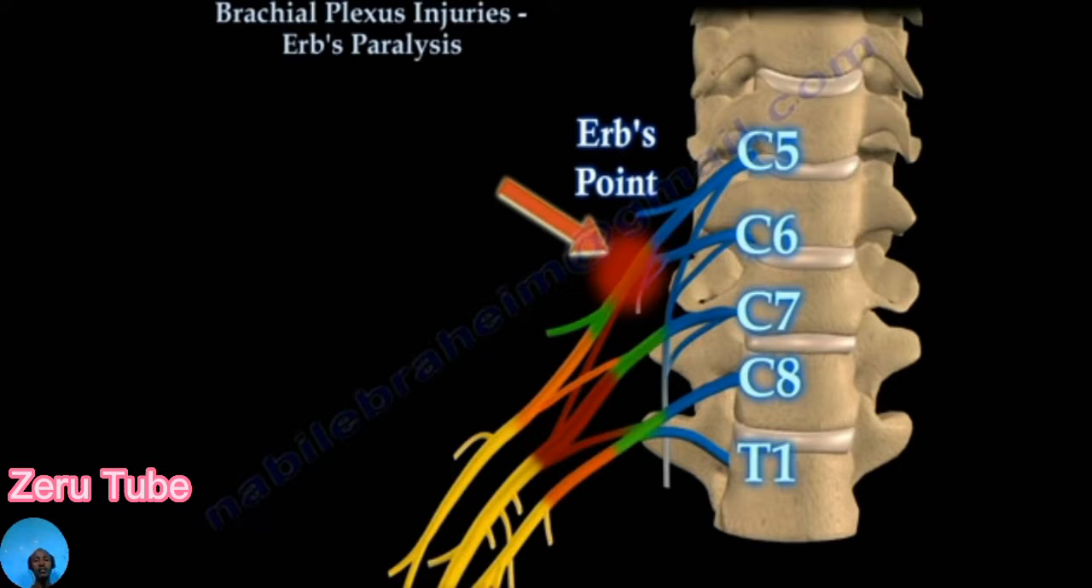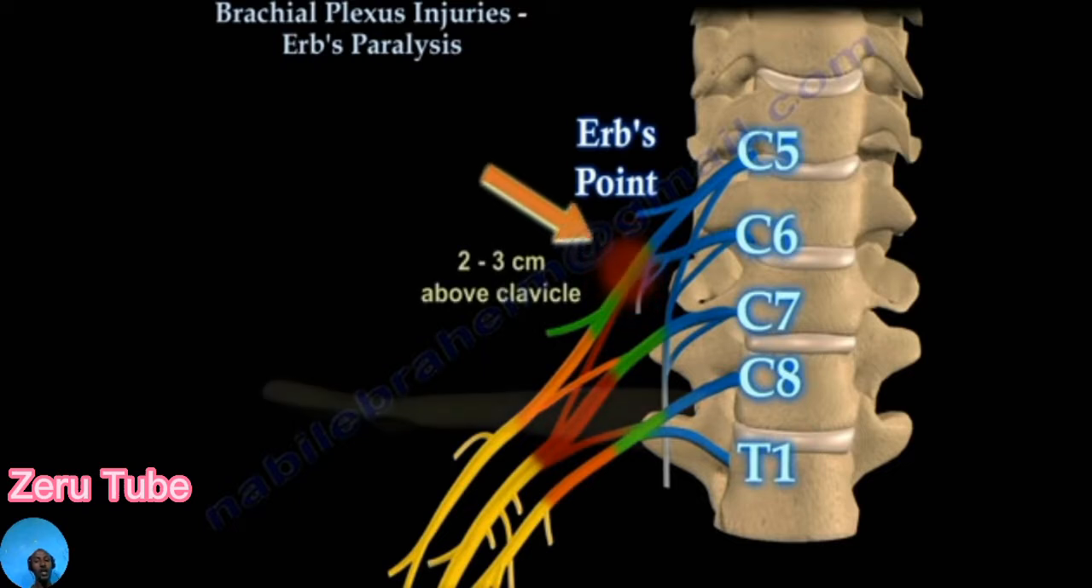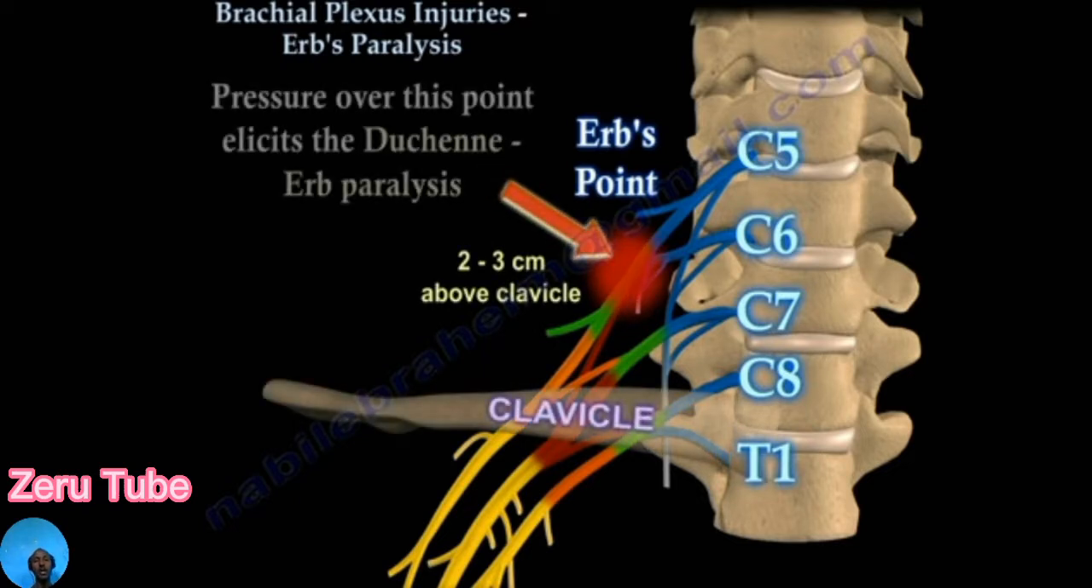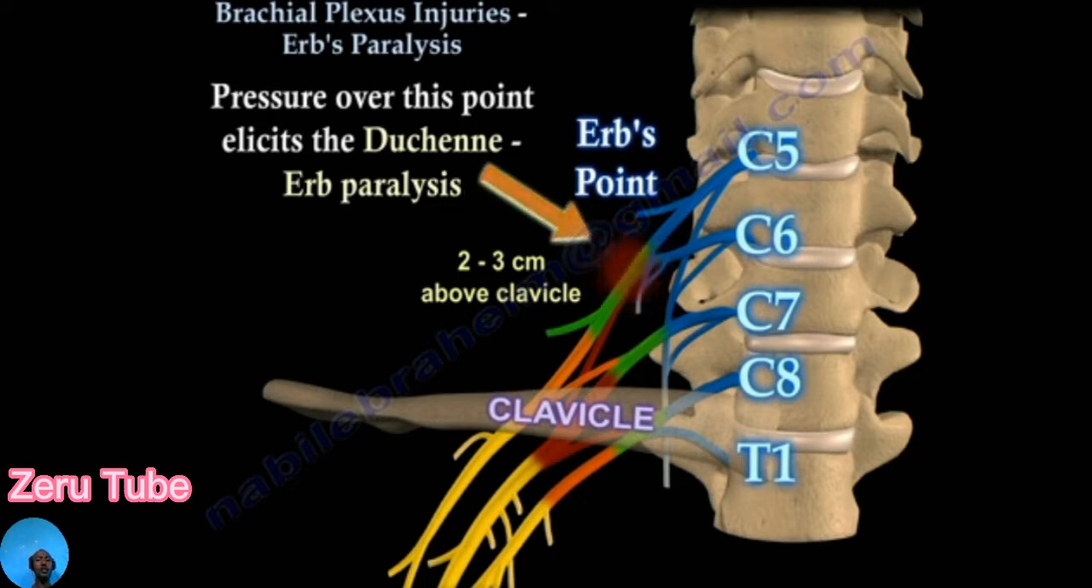Erb's point is a point where C5 and C6 join together. This point is located 2 up to 3 cm above the clavicle. Pressure over this point can cause Duchenne-Erb paralysis. If there is an injury which occurs 2 up to 3 cm above the clavicle, at the level of C5 and C6 of the superior trunk, at this point we can get Duchenne-Erb paralysis.